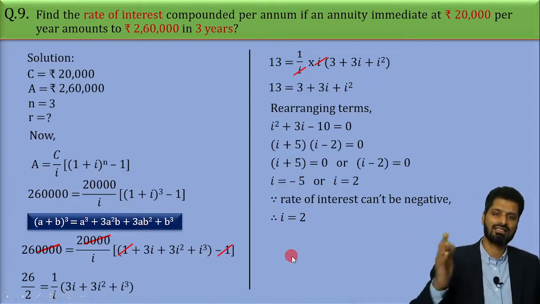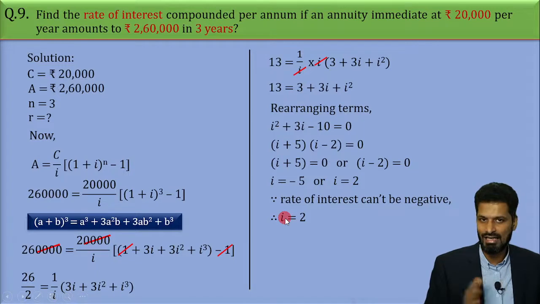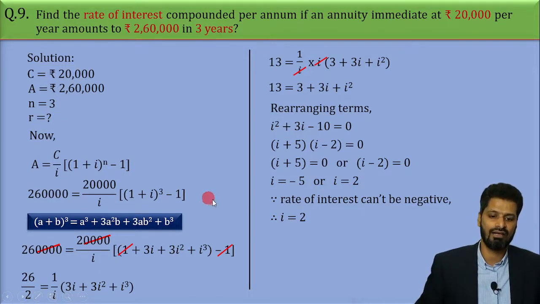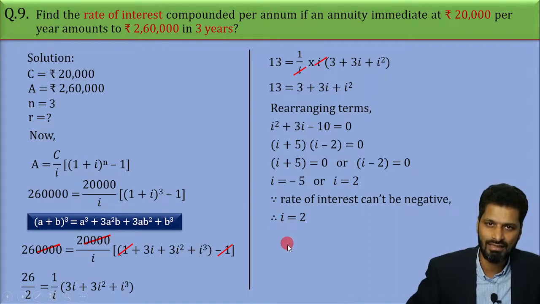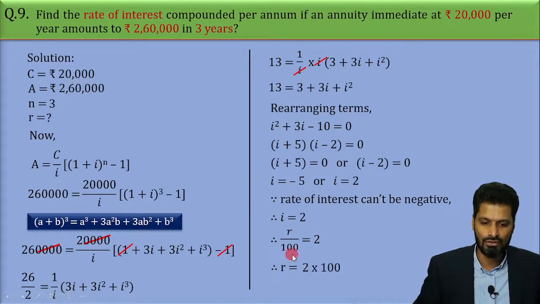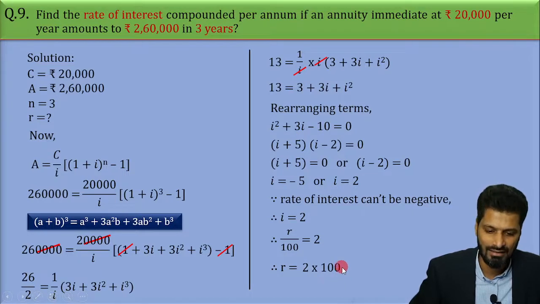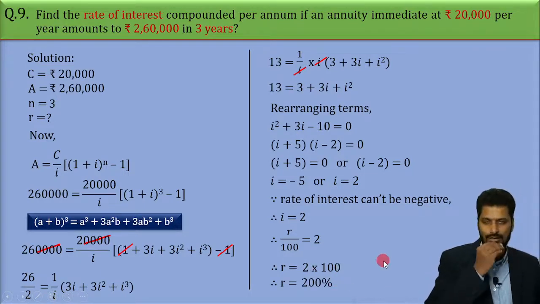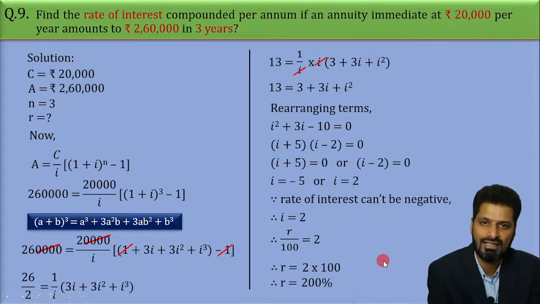And as we discussed earlier, I is not our target. Eventually, what we have to find is the value of R. And we know that I is nothing but R upon 100. So I equals 2 means R upon 100 is 2, and therefore R will be 2 multiplied by 100, that is, the value of R will be 200%. So in this entire question, the rate of interest is 200%. Hope you have understood this.